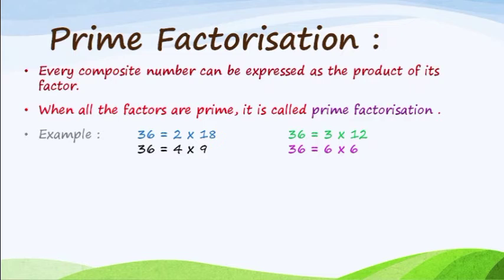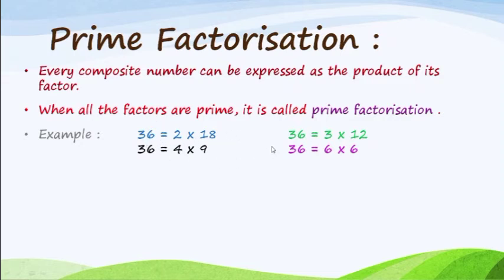Now in every case you will see, in the first case 2 is a prime number, as we have just read, but 18 is not a prime number, 18 is a composite number. In 3 into 12, 3 is a prime number, but 12 is a composite number. 4 is composite, 9 is composite, 6 is composite, 6 is composite. So we cannot say that all these representations are prime factorization, but these are numbers written as a product of factors, related to the composite number.